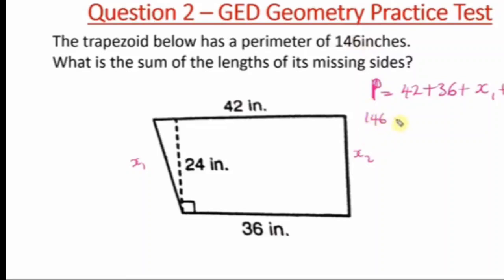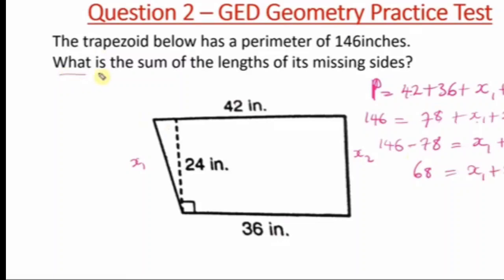So we have 146 equal to this plus this, which would give us 78, plus x1 plus x2. To get x1 plus x2, we take this 78 over to the other side of the equation. Because here it's positive, when it crosses, the sign changes to negative. Or you can say subtract 78 from both sides. Either way. So 146 minus 78 will give us 68, equal to x1 plus x2.